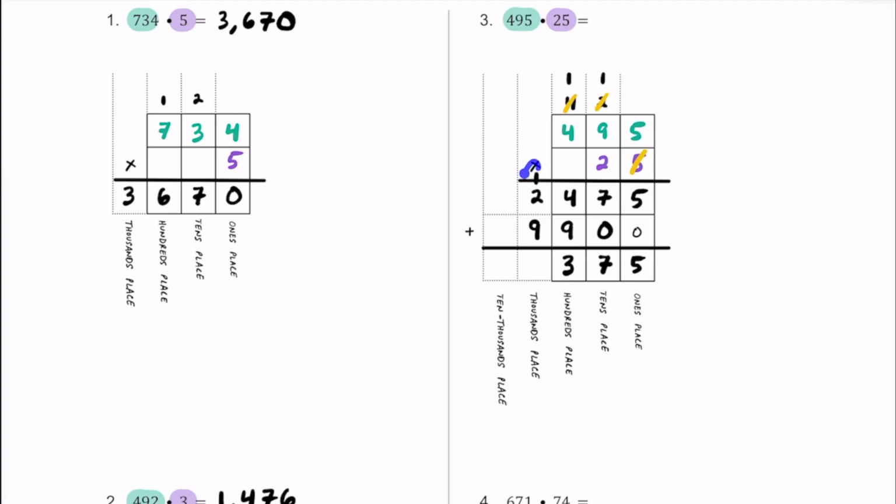And then if we have 1 plus 2 plus 9, that's going to be 12. We'll put the 2 in the thousands place and the 1 in the 10,000s place. So our product here is going to be 12,375.